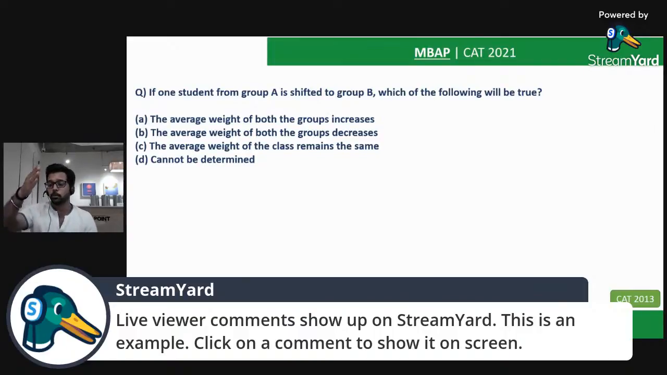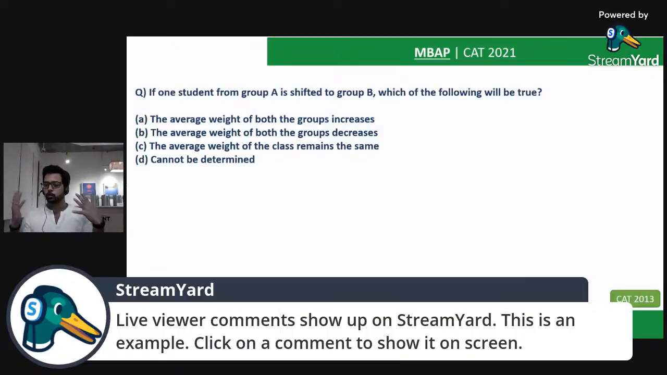Again, one person is shifting from A to B. Do I know the weight of the person who's shifting from A to B? Do I know the average weight of A? Do I know the average weight of B? Nothing you know. Then the answer for this question will also be option number D, which is cannot be determined. Is this clear to all of you?